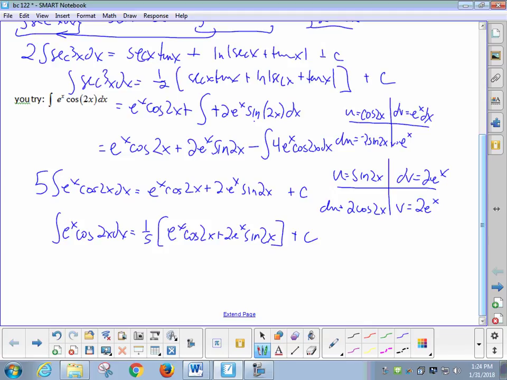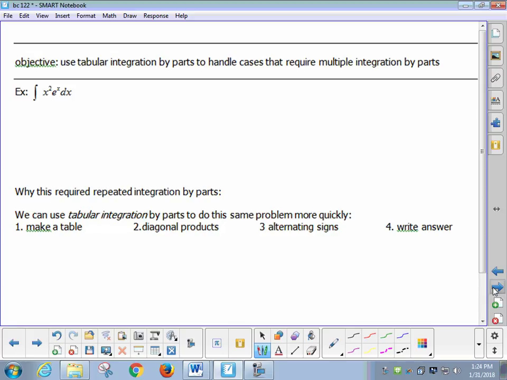Okay. Are you good so far? Okay. Now let's go to tabular integration.